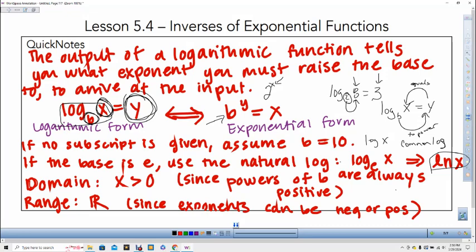So remember, this is the exponent. It's just in log form. It's the actual output value.